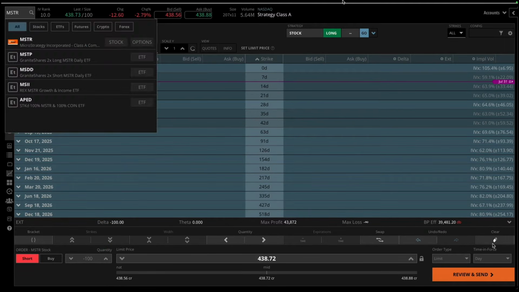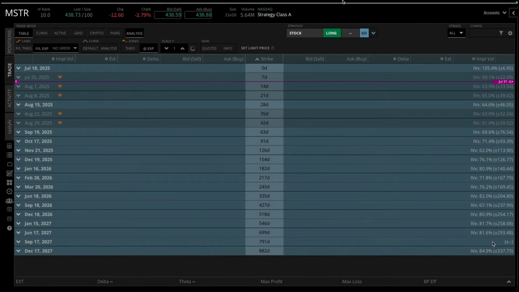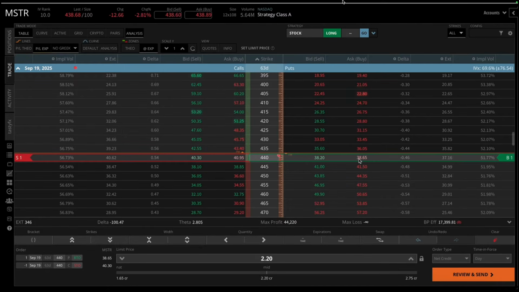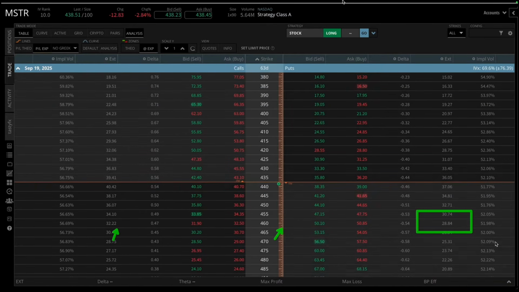I'm going to clear the trade ticket here, and we're going to open up the September 19th, 2025 expiry, and we're going to use the at-the-money strike of 440. So when I populate that trade in the trade ticket, we can see that that would result in a buying power effect of $21,244.81. So again, quite a bit less than selling short 100 shares.